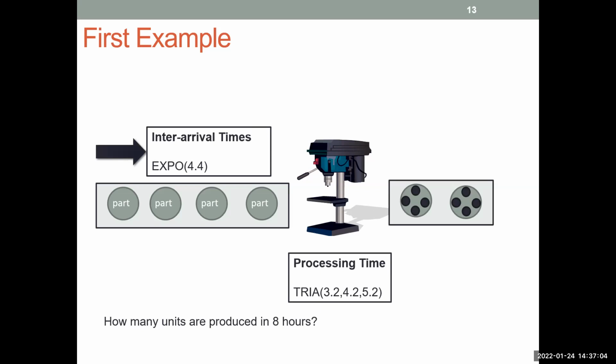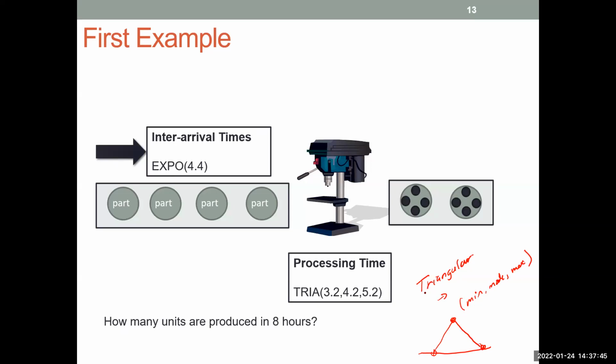Professor, what is the triangular processing time 3.2? That's a probability distribution, and triangular is the name. Triangular is the name of a probability distribution that has 3 parameters: a minimum, I think it's the mode, and the max. Okay, and the shape is something like this. So you have a minimum value, a maximum value, and the mode.